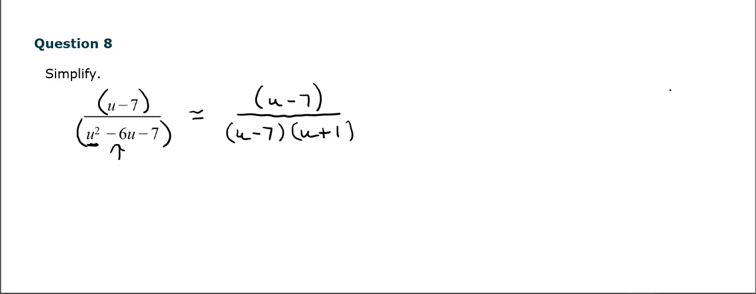Now we reduce. We see that both have the factor of u minus 7, and this is why it's important that when we reduce, we're not canceling, we reduce, anything over itself is 1. So our numerator has a factor of 1. And in our denominator, we multiply 1 times u plus 1, which is u plus 1. So our final answer is 1 over u plus 1.